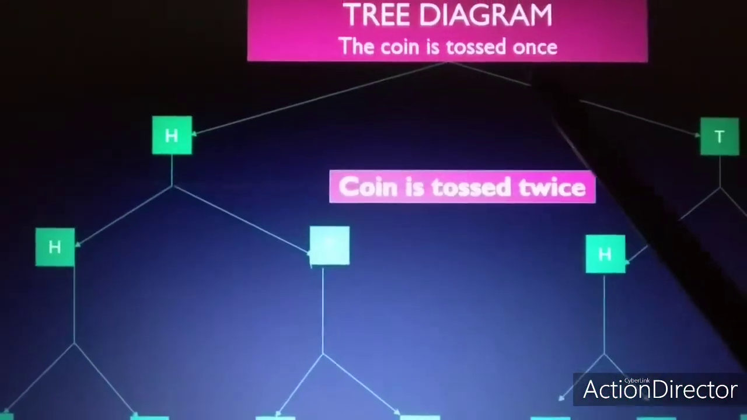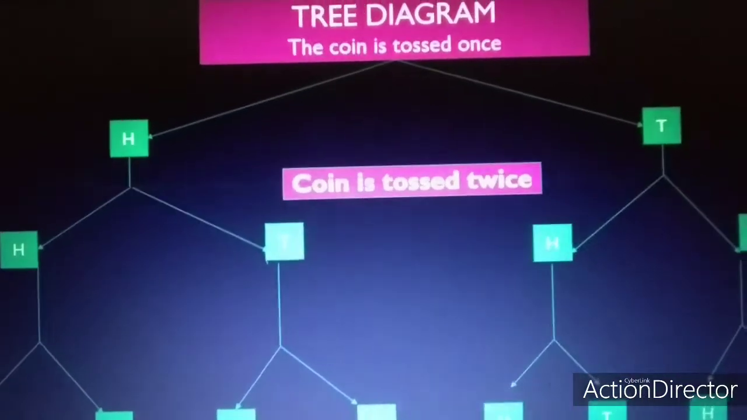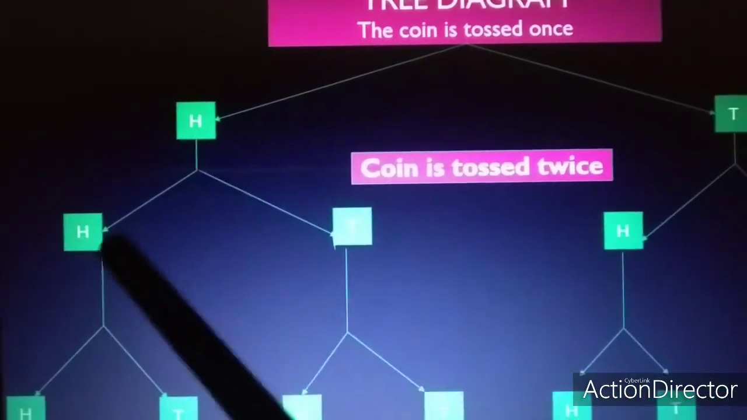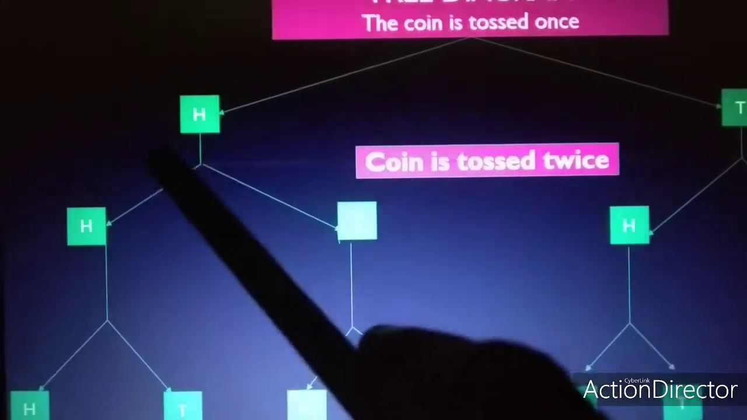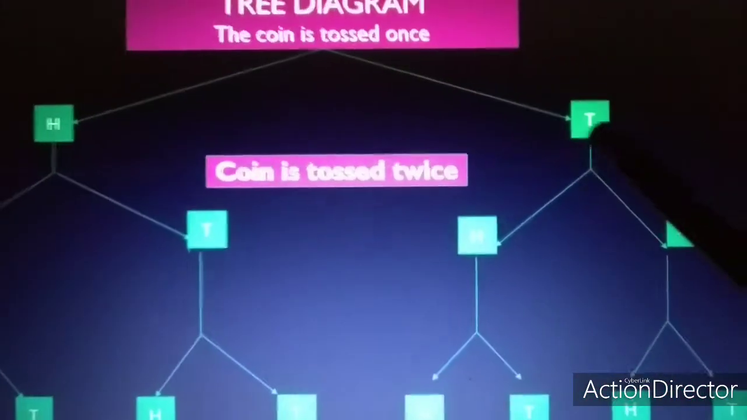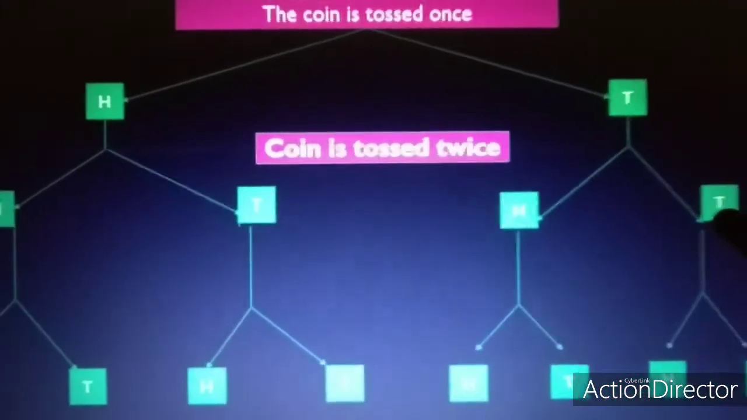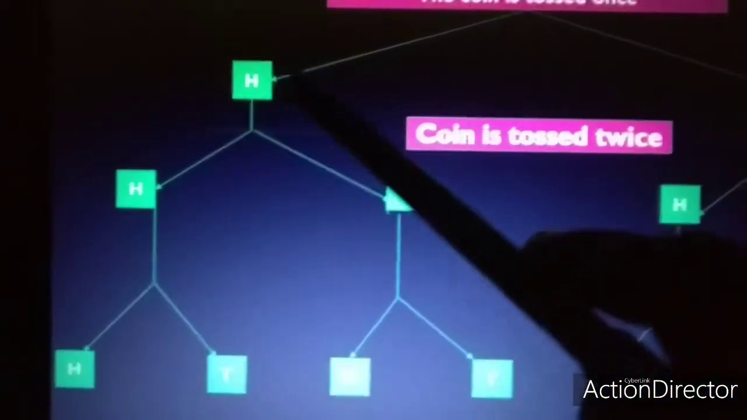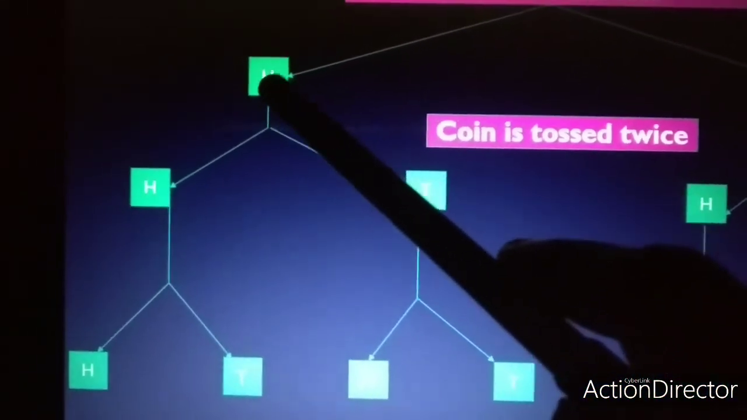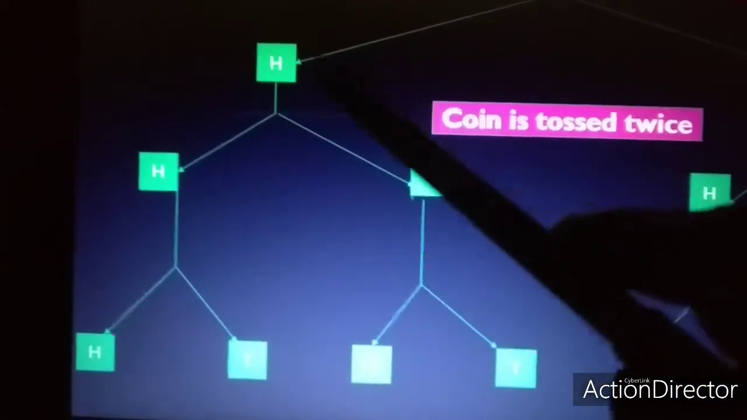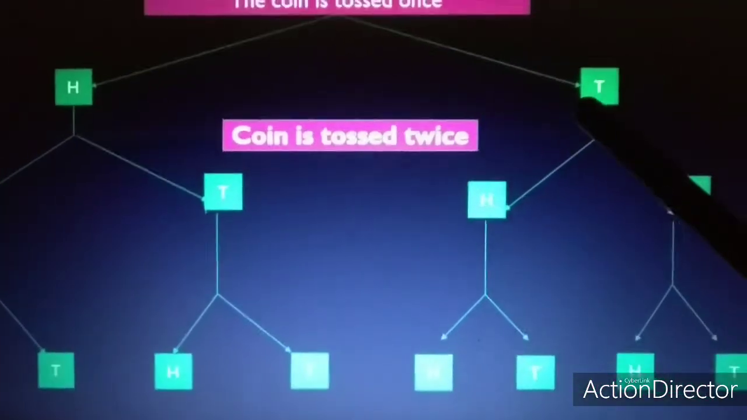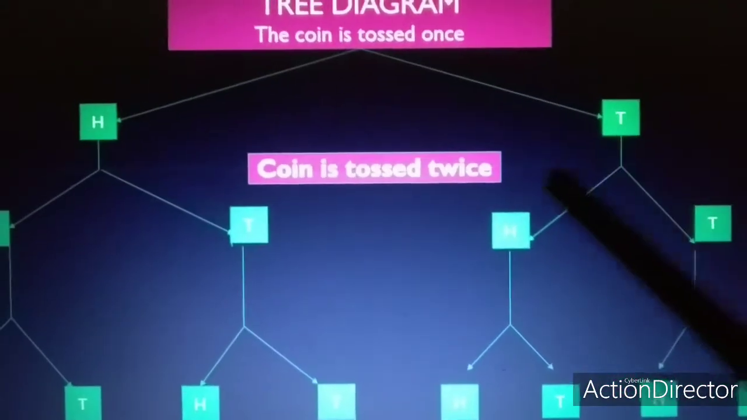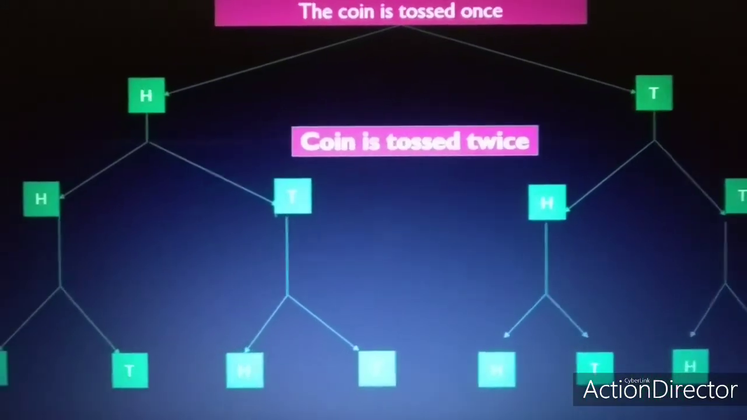First, when it was tossed once, you got two sample spaces, and after making the branch from one H, that is H and T, and from T again one H and T, you are getting the sample spaces. Start from this head, so you'll be getting HH and HT. Again you start from this tail, so you'll be getting TH and TT.